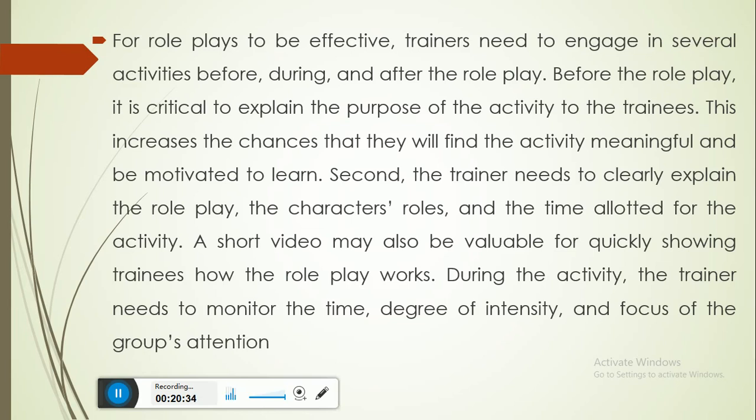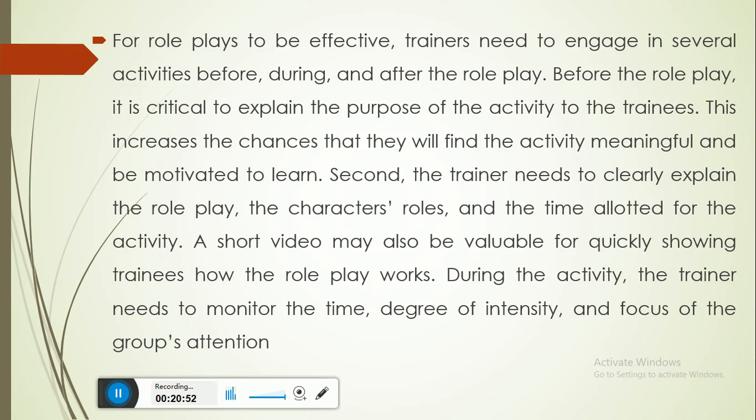Second, the trainer needs to clearly explain the role play and the character roles in the time allotted for the activity. So how much time they have, what they need to do, everything. A short video may also be valuable for quickly showing trainees how the role play works.